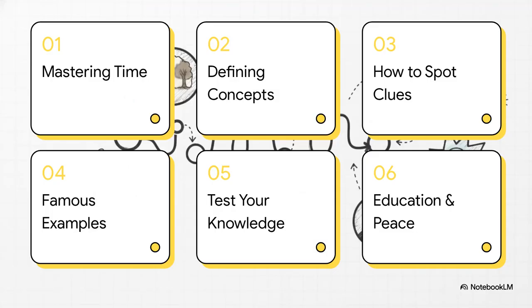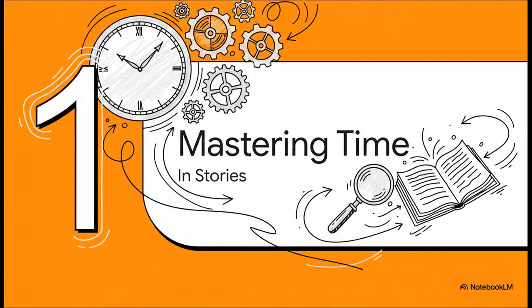All right, here's a quick roadmap for today's explainer. We've got 6 sections: mastering time, defining concepts, how to spot clues, famous examples, a quick test your knowledge, and finally, we'll wrap up with education and peace. Let's dive in. Section 1, mastering time in stories.